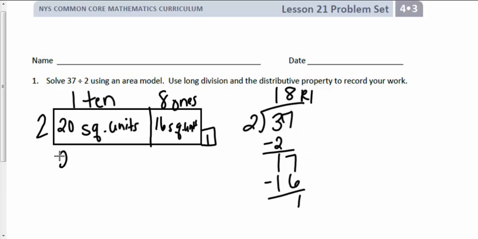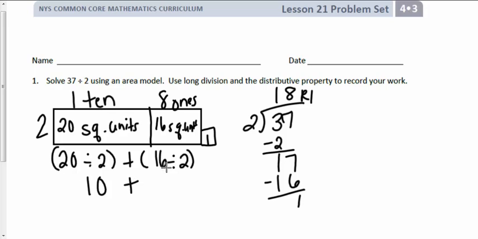So I'm going to come over here. 20 divided by 2 plus 16 divided by 2. So 20 divided by 2 is 10, plus 16 divided by 2 is 8. 10 plus 8 is 18, and then I had a remainder of 1.